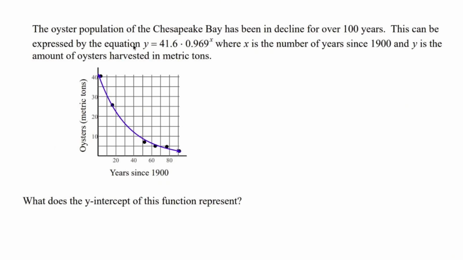The oyster population of the Chesapeake Bay has been in decline for over 100 years. This is terrible. This can be expressed by the equation y equals 41.6 times 0.969 to the x, where x is the number of years since 1990 and y is the amount of oysters harvested in metric tons. What does the y-intercept of this function represent? Well, it looks to me that my y-intercept is somewhere around the 40-ish range. So we'll say about 41 or 42.